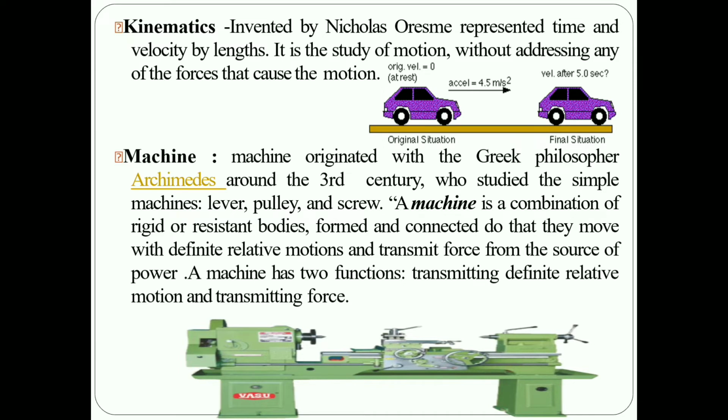What is meant by machine? Machine originated with the Greek philosopher Archimedes around the 3rd century, who studied the simple rigid or resistance body, force and connected to that. They move with definite relative motions and transmitted forces from the source of power. A machine has two functions: transmitting definite relative motion and transmitting force. These are the two functions occurring in the machines.